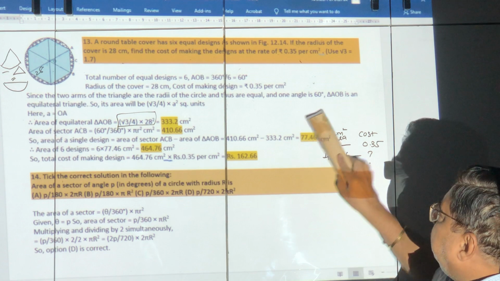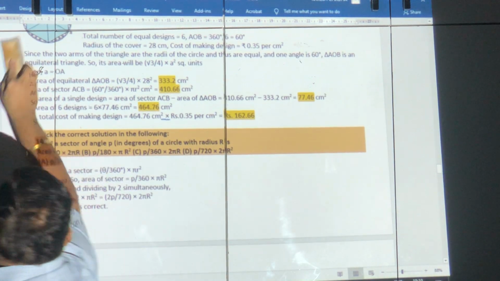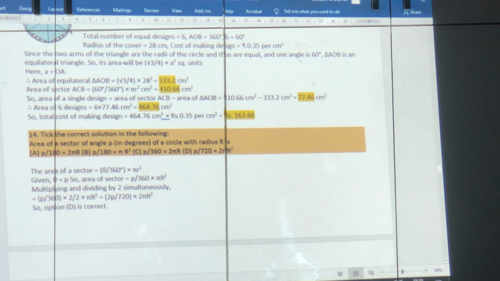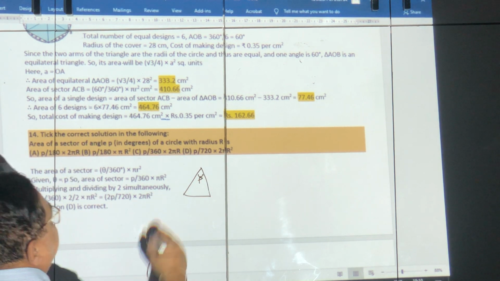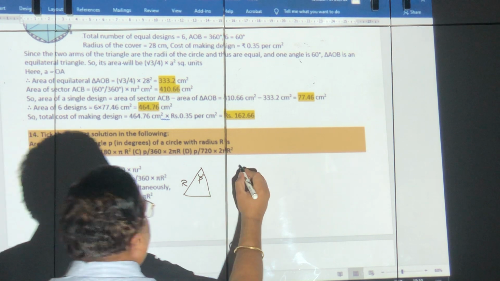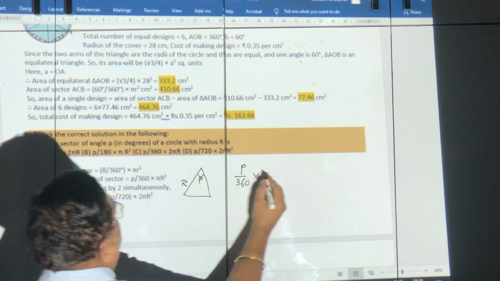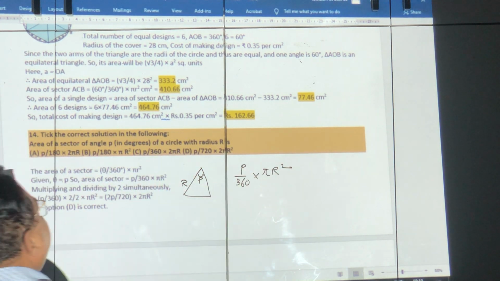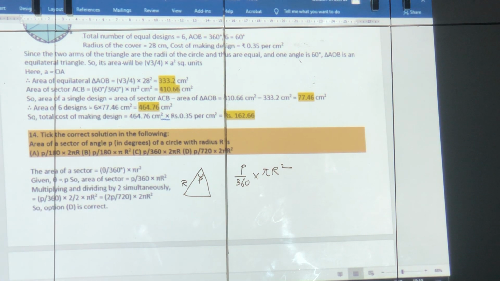Let's look at an MCQ meanwhile. Very foolish, but still we will do it. Area of a sector of angle theta, theta is supposed to be P, and radius is R, will be, as we have done every time, my friend, theta upon 360 into pi r square. Now look here at what you can find, and then try to break your head.